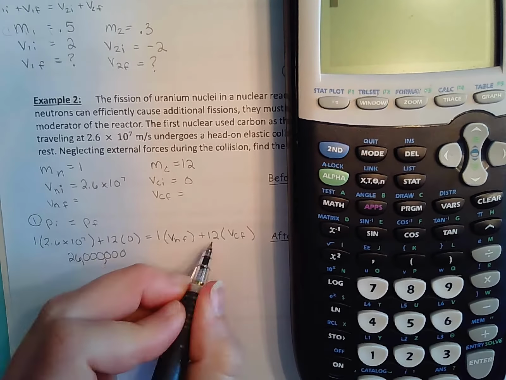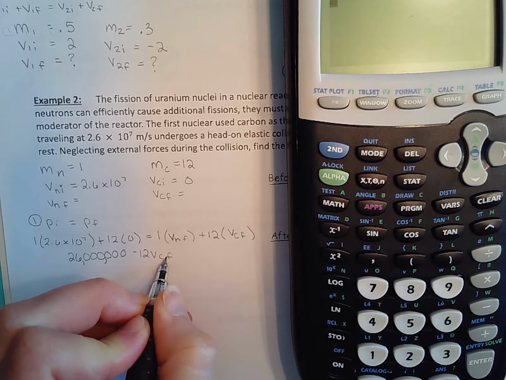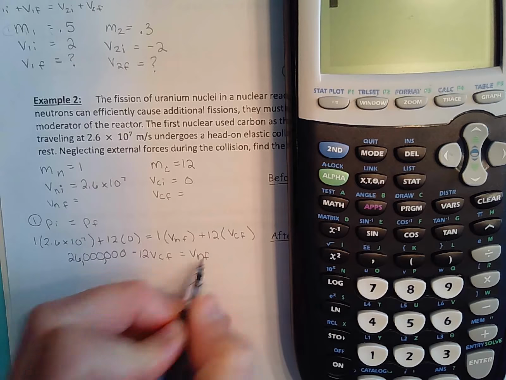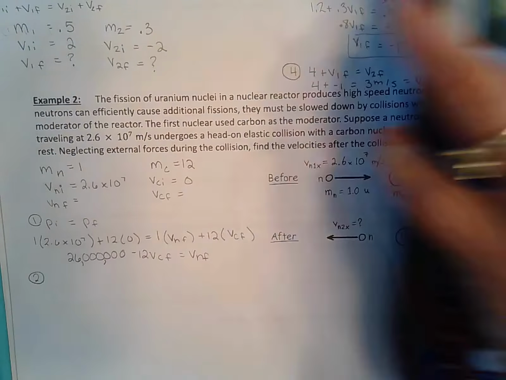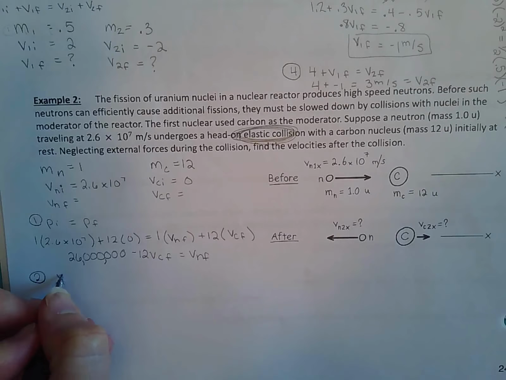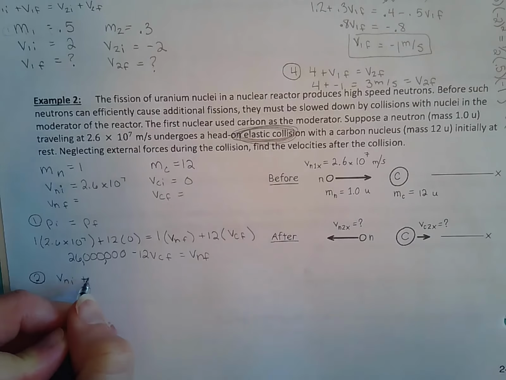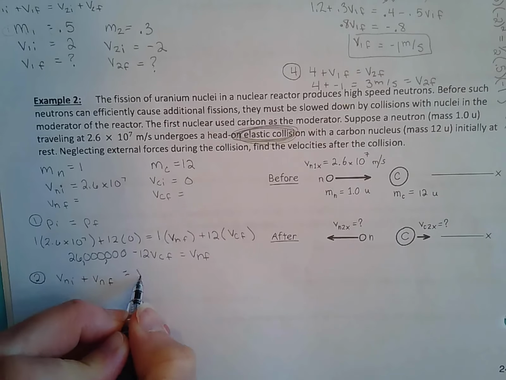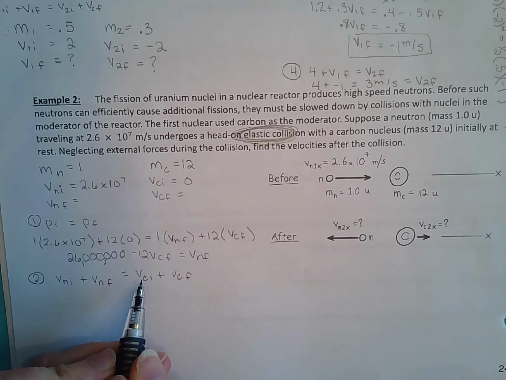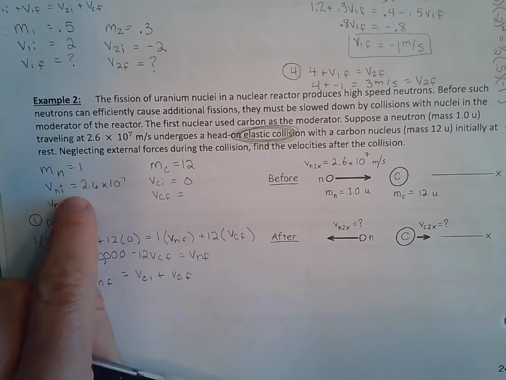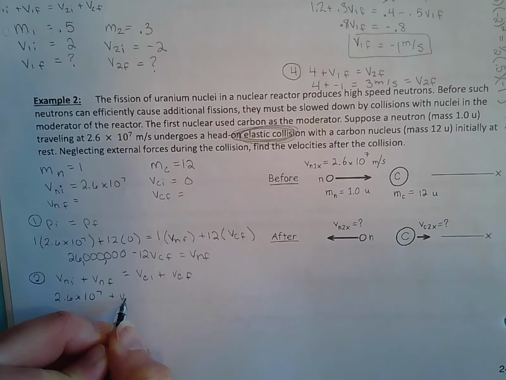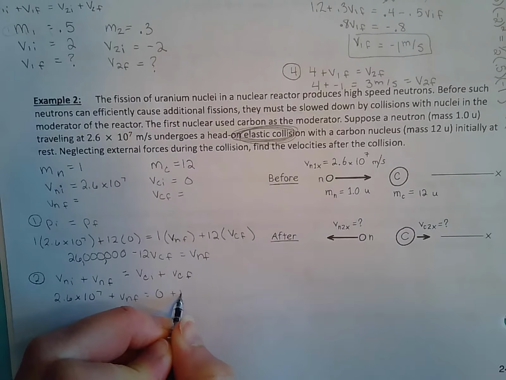And minus this 12 VCF equals 1, so negate the 1. You can divide by 1 if you want to. VNF. Number 2. Remember that really cool thing you can use for elastic collisions? Remember that really cool thing I did yesterday? The VNI plus VNF equals VCI plus VCF. What I love about this is that it turns into 0. This one turns into 2.6 times 10 to the 7 plus VNF equals 0 plus VCF.